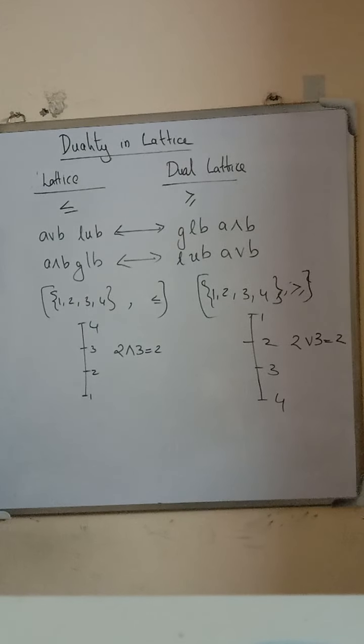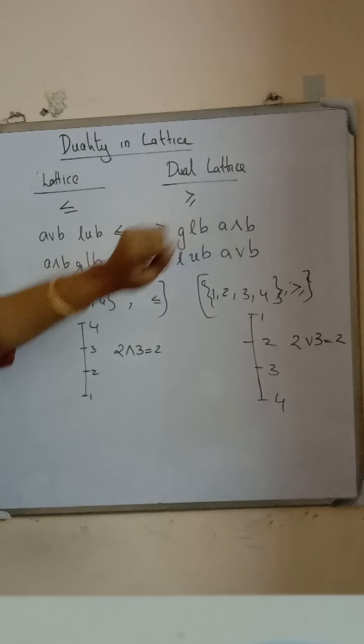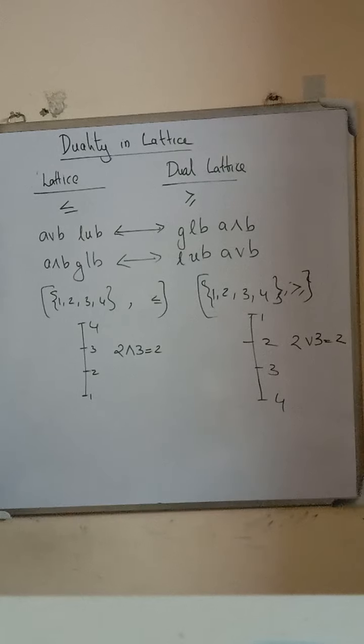These two relations represent a partial ordering relation. Also, the Hasse diagram of S with greater than or equal to can be obtained from that of S with less than or equal to by simply turning it upside down. We get the Hasse diagram of S with greater than or equal to.